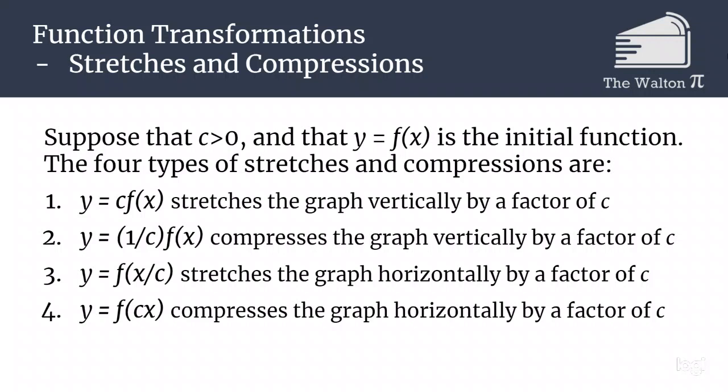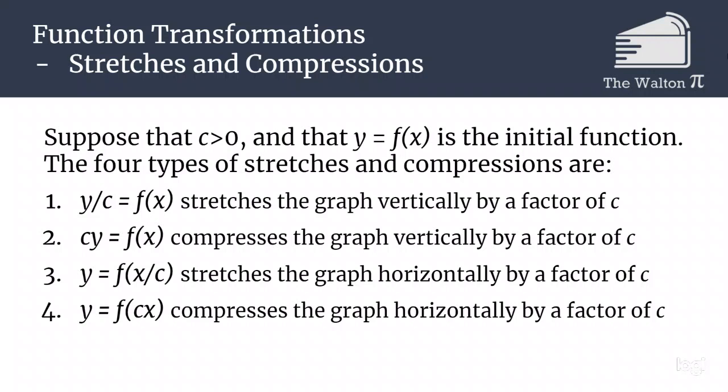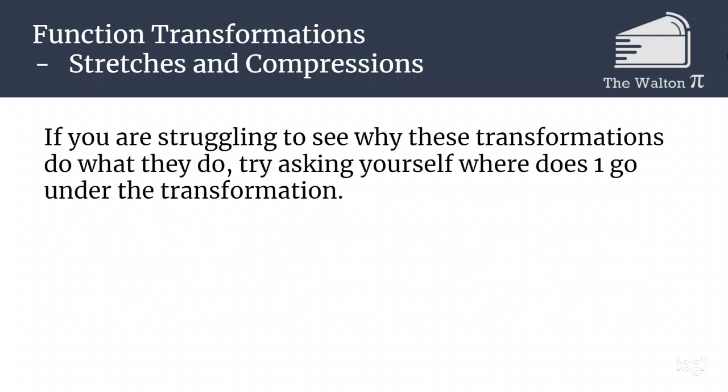And just like the last time, we can rewrite these a little bit so it's y over c equals f of x, and c times y equals f of x for our vertical stretching and compressing. Again, these kind of seem a little bit backwards when we write them that way, but if you're struggling to see why these transformations do what they do, ask yourself what happens at 1.